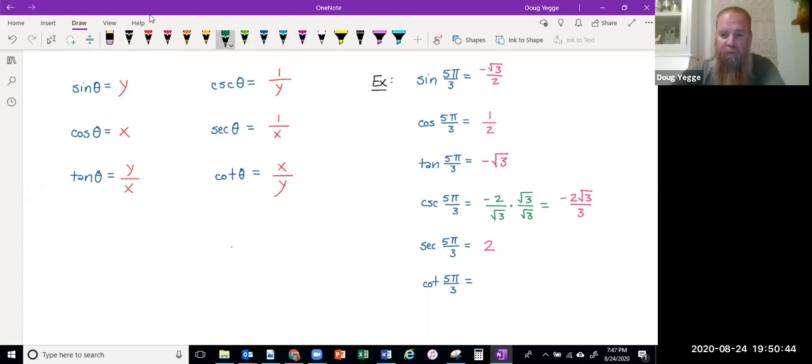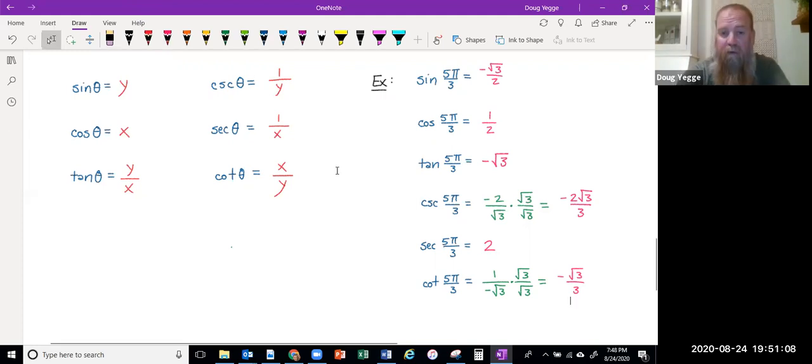So I see that that's 1/negative √3. So if I multiply top and bottom by √3/√3, then that gives me my cotangent value of negative √3/3.